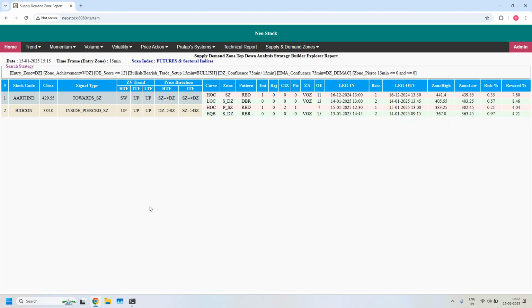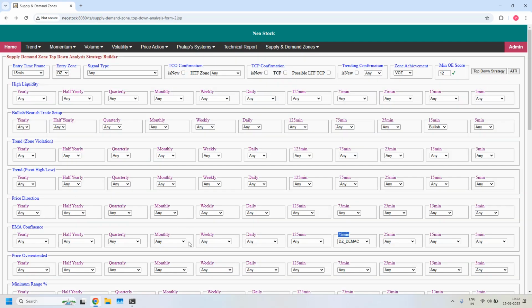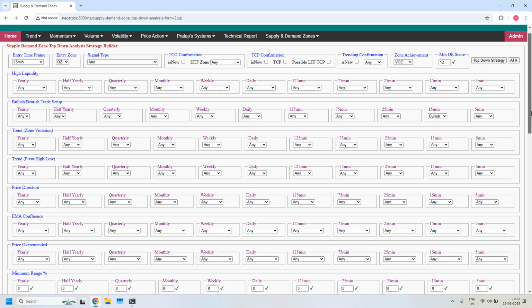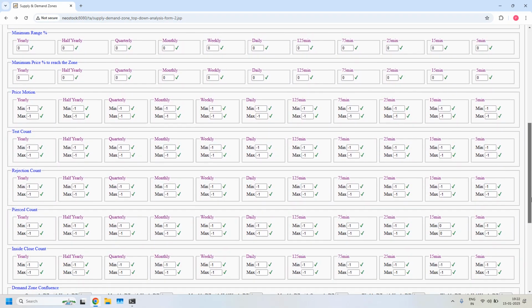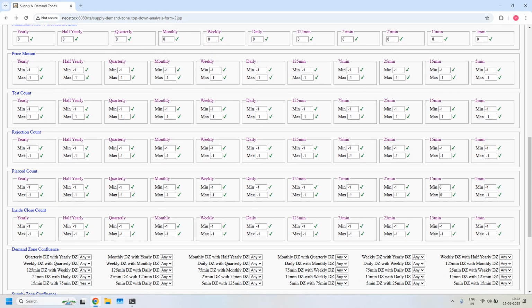Okay, now we will filter based on LTF, ITF and HTF demand zone confluence. So let us remove this EMA filter. In the demand zone confluence, 3 filters we have to set. First filter is already enabled. Second filter is 15 minute demand zone with daily demand zone confluence. Third filter, 75 minute demand zone with daily demand zone confluence.